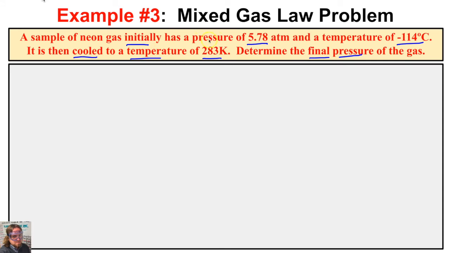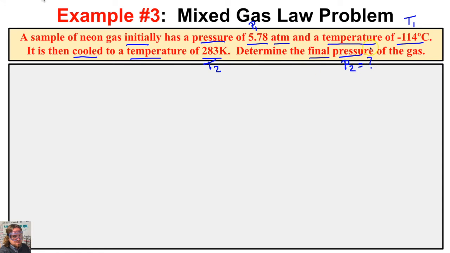It looks like we have a sample of neon gas that initially, meaning first, has a pressure of 5.78. So this is going to be P1, 5.78 atmospheres. And while it's at this pressure, it's also going to be at this temperature. So this is going to be our T1. If we take a look, this gas is then cooled, so there's a change taking place, and the new temperature now is going to be 283 K. So here is our T2, and we need to find our final pressure of the gas. So what are we trying to figure out? Final pressure, P2, is what we are asked to figure out.